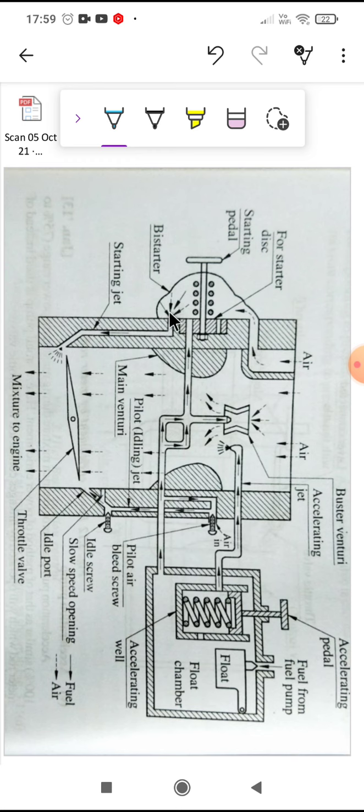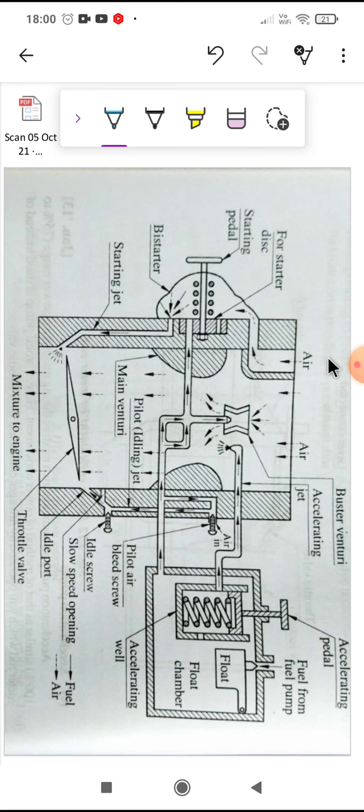At the time of starting, the starter lever is pulled, which rotates the bi-starter disc so the large hole opens, through which more additional fuel is supplied directly below the throttle valve. By this action, a rich mixture is available during starting. As the engine warms up, the starter lever is slowly pushed back, reducing the hole size of the bi-starter disc, which reduces the quantity of the additional fuel.